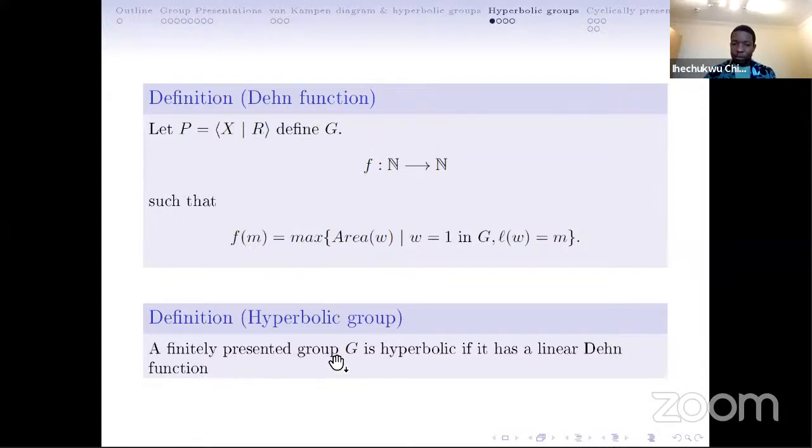A finitely presented group is then said to be hyperbolic if it has a linear Dehn function. So it means that this function is linear on the length of the word that you start with. It's a linear function. So to show that a group is hyperbolic, one way to do that is to show that the presentation has got a linear Dehn function.